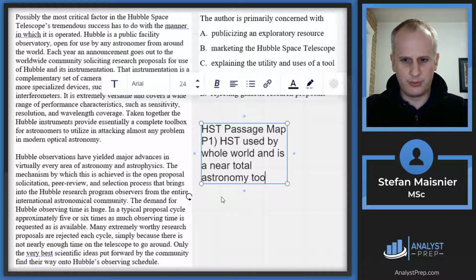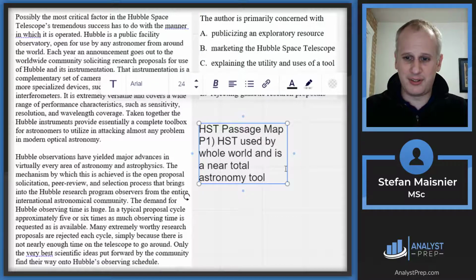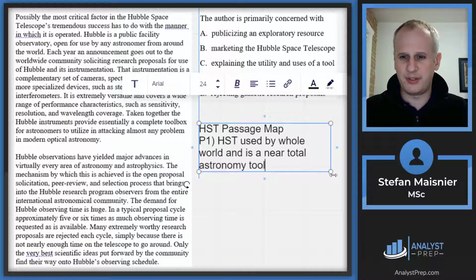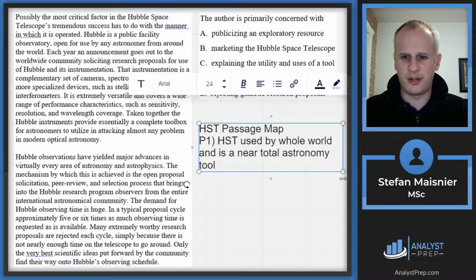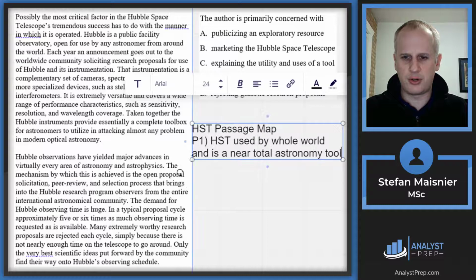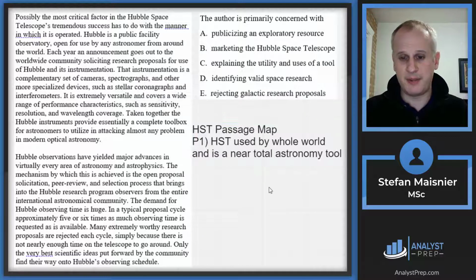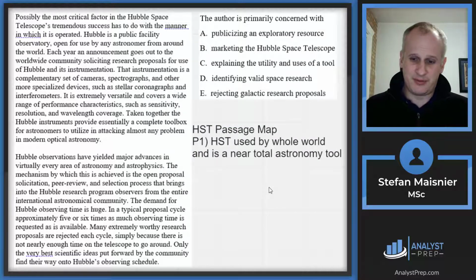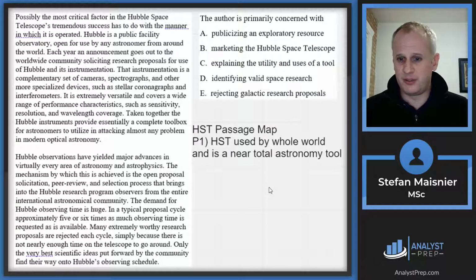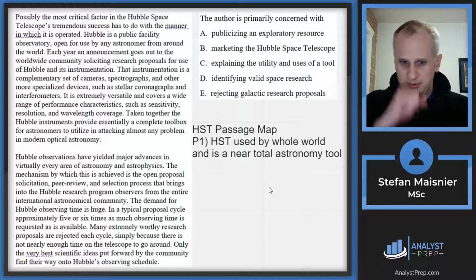Again, we don't need to be overly specific, and nothing really goes contrast here, which is really the main occasion that you'll want to change your approach with the passage map. So I just leave paragraph 1 as this. We just got, HST is used by the whole world and is a near total astronomy tool. Simple enough. So then we keep on going.